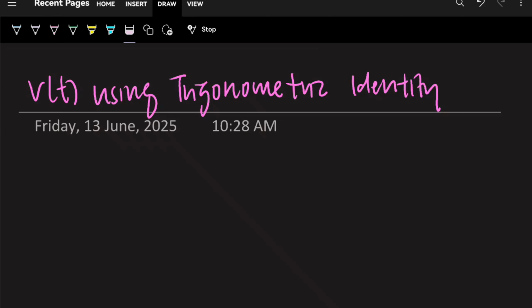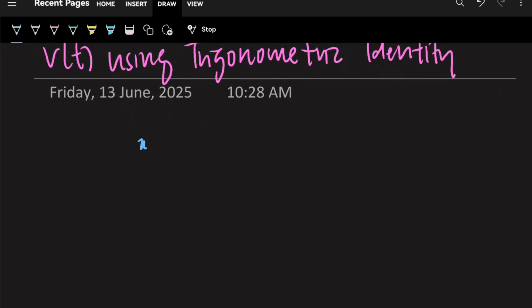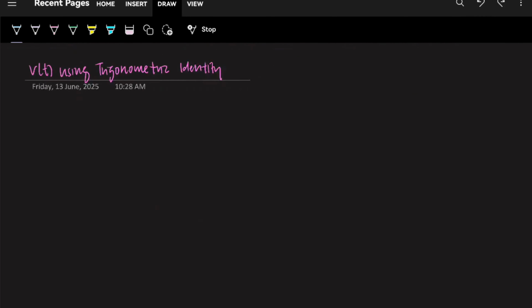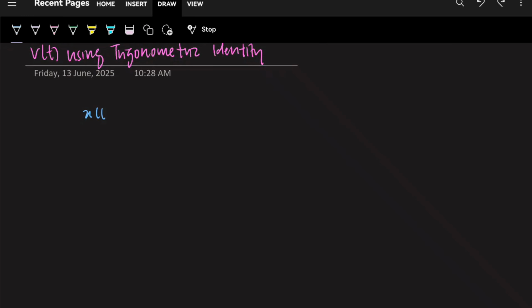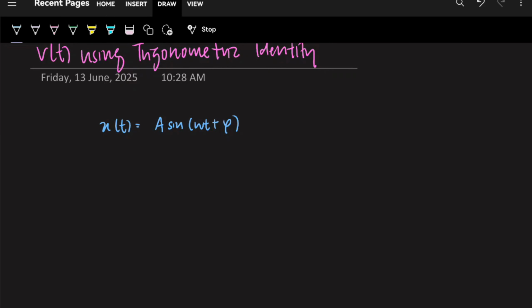So we're gonna start with our x function. We have an x function that says x equals A sine omega t plus phi. For this particular video, I'm just going to use sine, but you can use cos or negative sine or negative cos, up to you. But for this video, I'm just going to use sine as an example.